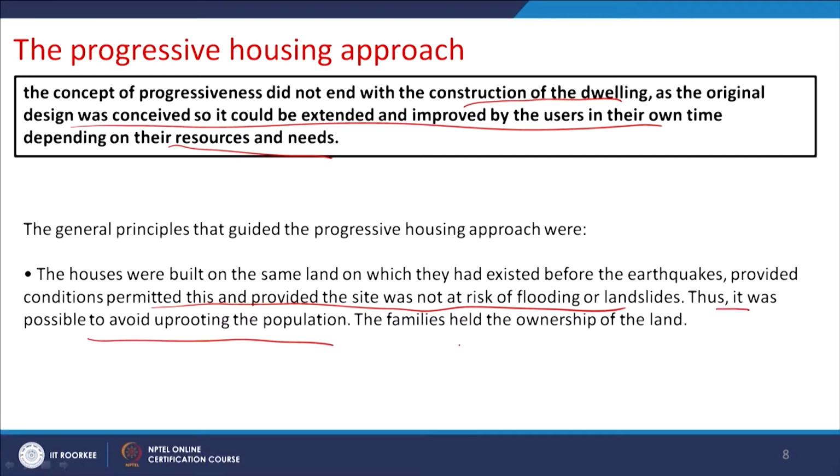And the families held the ownership of the land. This is an important aspect, and in the Gujarat recovery we also discussed the Catholic Relief Services, how they managed the housing on people's own land, because first of all the sense of ownership is retained as it is.